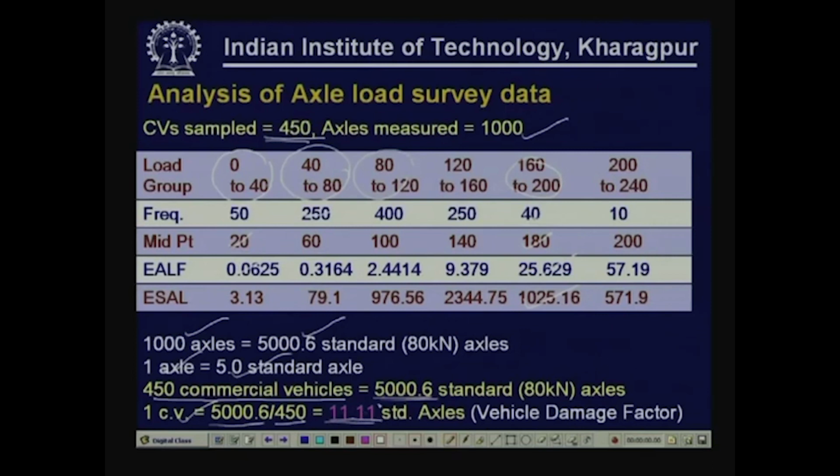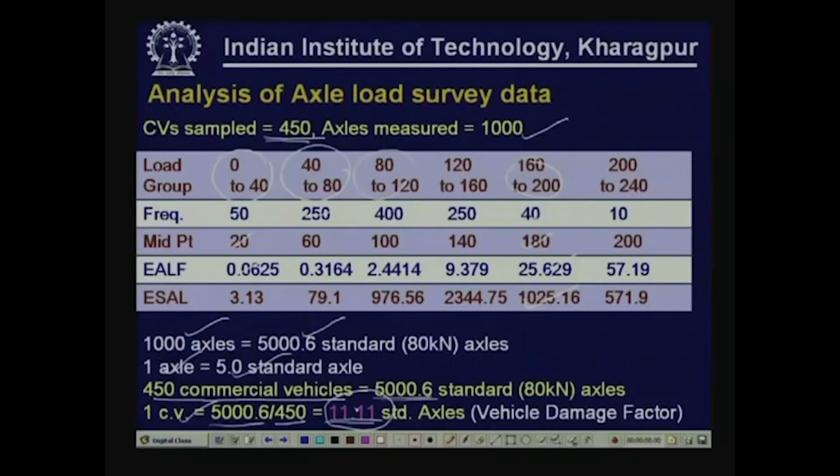This is called the vehicle damage factor, which is a representative parameter that tells us one commercial vehicle is approximately equal to so many standard axles. So, if you have this information for a given road, this is the vehicle damage factor to be adopted. Then if you know the commercial vehicles that are going to be there, that multiplied by this vehicle damage factor will give us the equivalent number of standard axles. So, this is how we can obtain the vehicle damage factor by conducting an axle load survey, by knowing the number of commercial vehicles that were sampled, and converting all of them into equivalent number of standard axles.